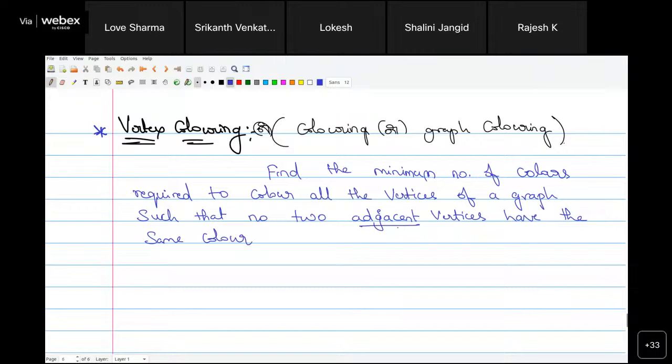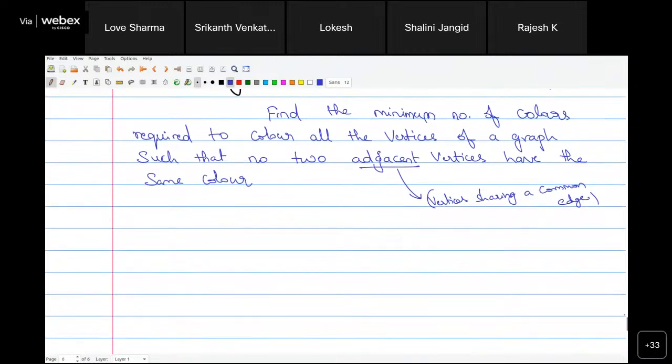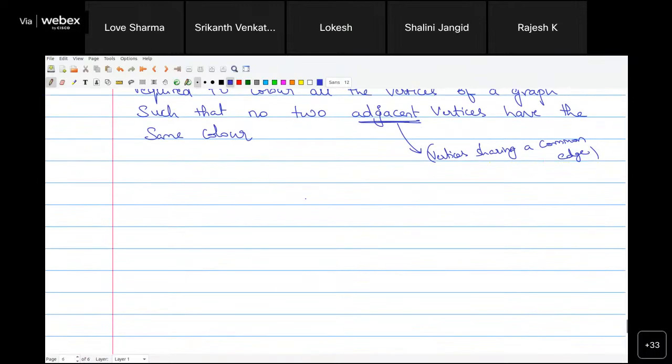So adjacent means vertices nearby, sharing a common edge. Okay. So adjacent means, we will take an example and let me give you clarity about adjacent vertices, and then we will find the vertex coloring of that graph also. Let us take like this, pick circles properly.